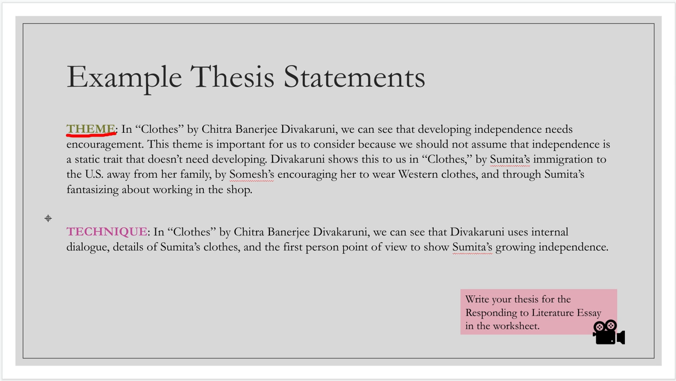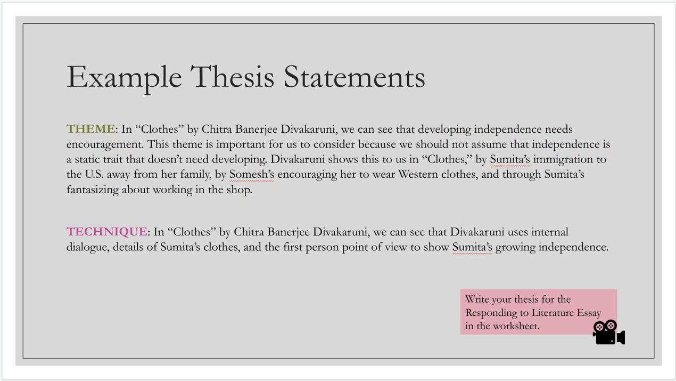Divakaruni shows this to us in Close by Sumita's immigration to the U.S. away from her family, by Somesh's encouraging her to wear Western clothes, and through Sumita's fantasizing about working in the shop. All right, so you can see here the theme is developing independence, or independence needs encouragement. That's the theme, okay? And we're stating why it's important because we need to assume that independence needs developing. It's not just static. And then there's listing three ways that this is seen through immigration, through the clothes, and then through kind of fantasizing about working in the shop, okay?